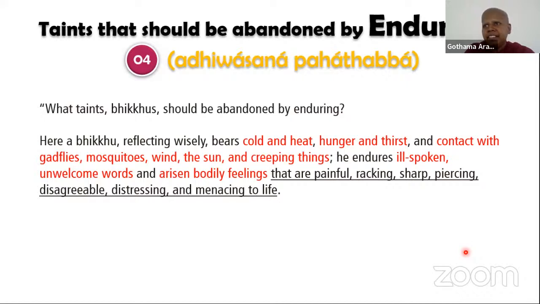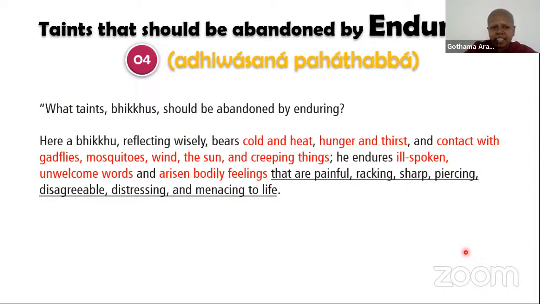So it is very dangerous. You scold your parents when they scold you, because you don't like to hear these ill-spoken words. You think that they are ill-spoken words, but they say these things for your own good. But sometimes we take these words as ill-spoken or unwelcome words. Okay, right. So now you know what are the things that you need to endure.